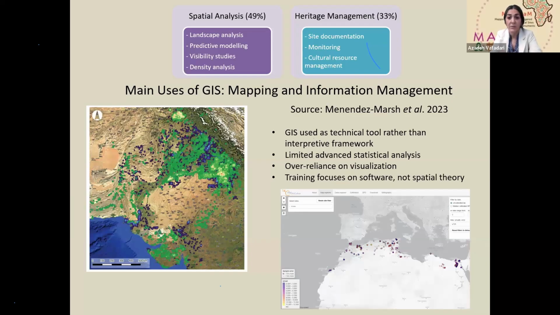Also, another major issue identified by this research is the lack of theoretical grounding in GIS education. Archaeologists are often trained in how to use software, but not in spatial theory or critical GIS approaches. As a result, GIS can become merely a technical tool for visualization rather than a framework for interpretation.